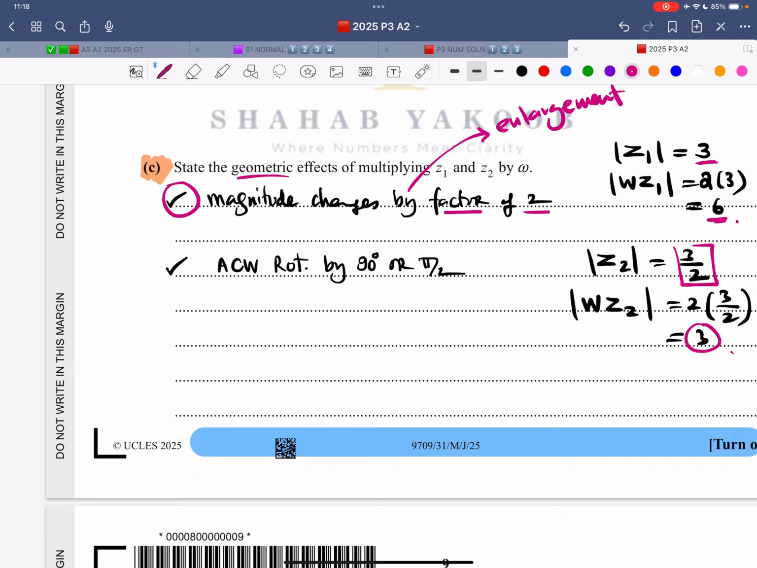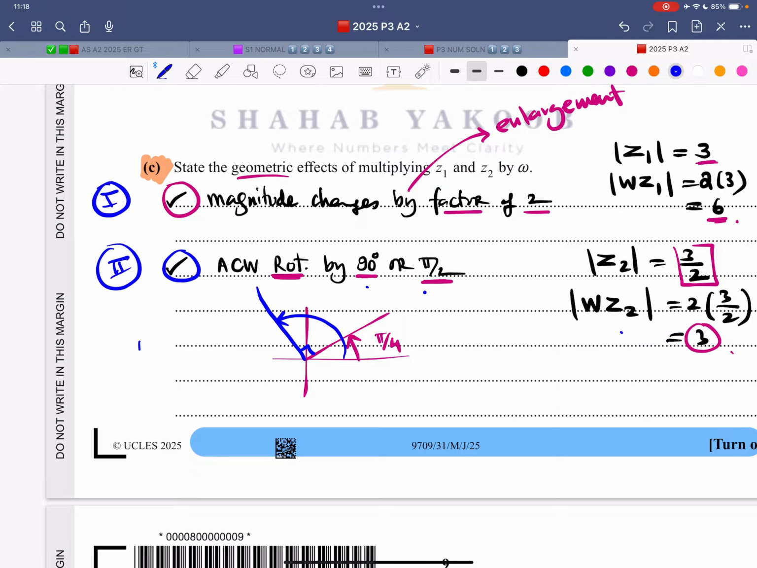There are 2 geometric effects. In a later question, they would number it. They state 2 geometric effects. That's the first one. The second one is anti-clockwise rotation by 90 degrees or pi by 2. Why? Because first, the argument was pi by 4, and then pi by 2 is added, so therefore it's going that way. So 90 degrees anti-clockwise rotation. The same thing happens with WZ2.